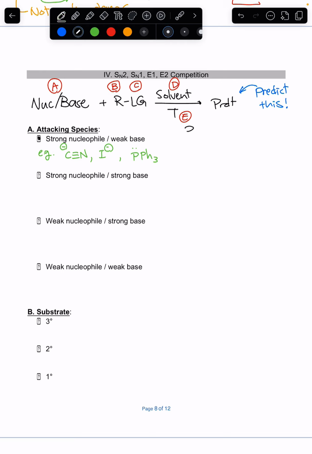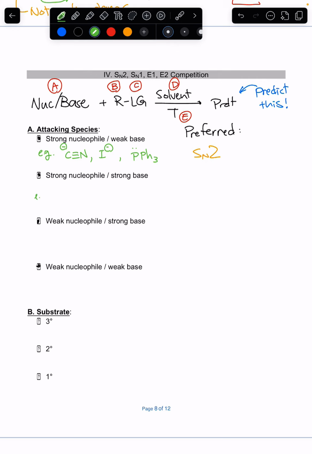In that case, the preferred reaction is going to be, hopefully this is not surprising, an SN2 reaction. If you have a great nucleophile that's not going to do well as a base, SN2 is preferred. Not surprising. Okay. Now, what if you have a strong nucleophile that's also a strong base?